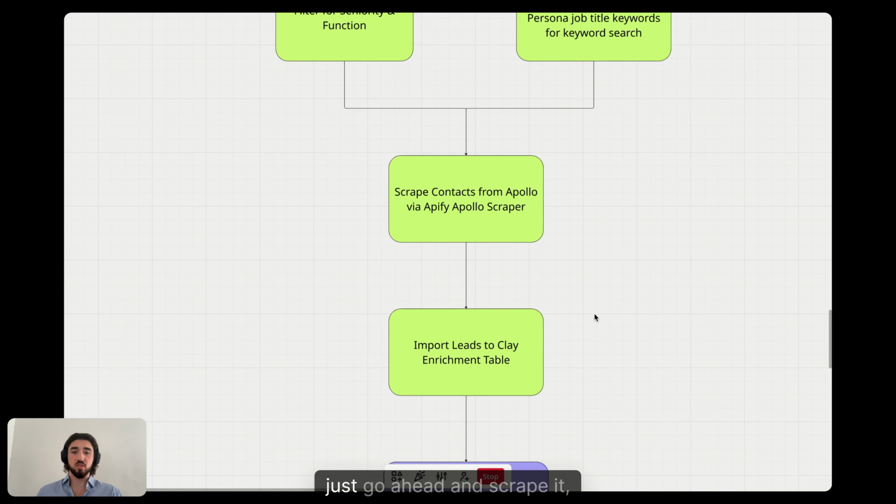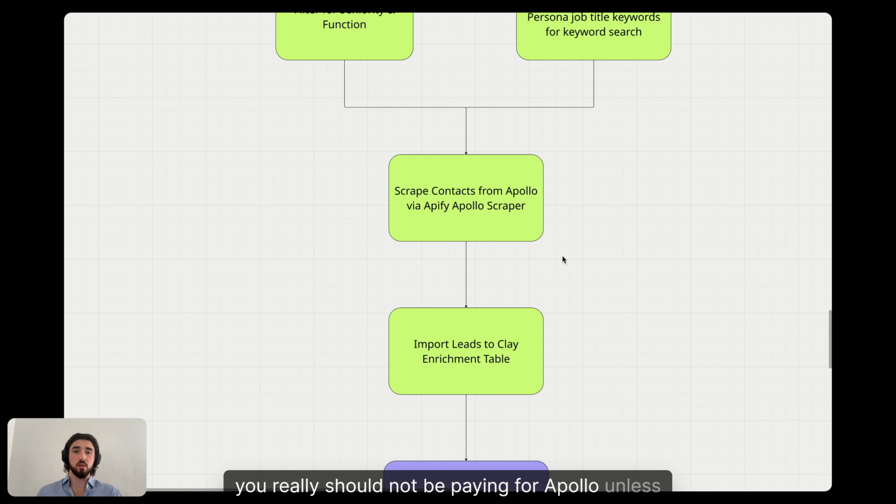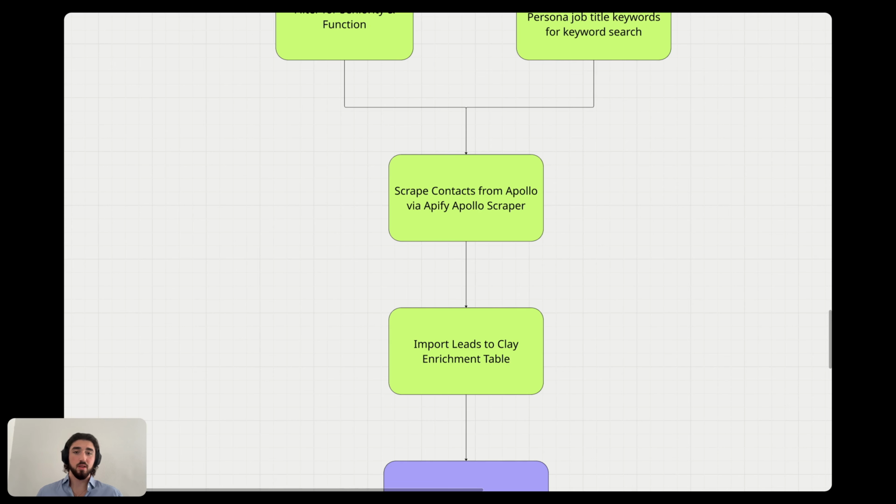Once you have that list, just go ahead and scrape it. We use Apify. Honestly, you really should not be paying for Apollo unless you're an enterprise company. You want other data points, go ahead. But if you're just an agency or pretty much any company that doesn't need to pay for Apollo, then just use Apify to scrape Apollo. They have an Apollo scraper. Use it. It's $1.20 for each 1,000 leads.